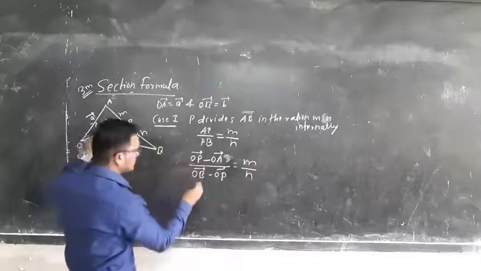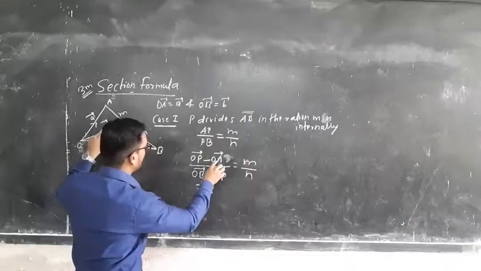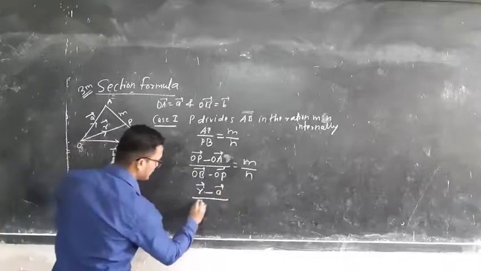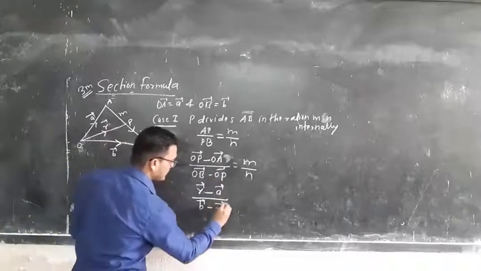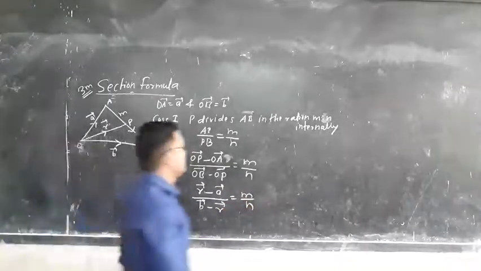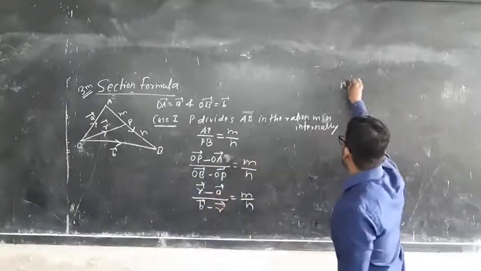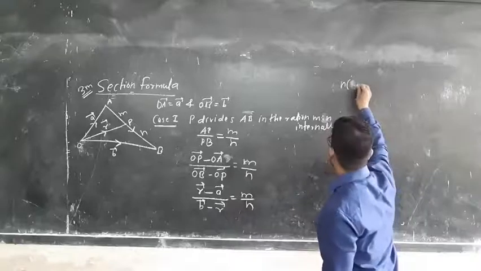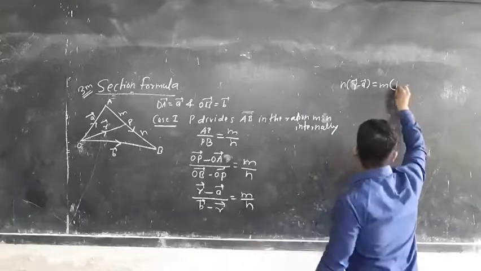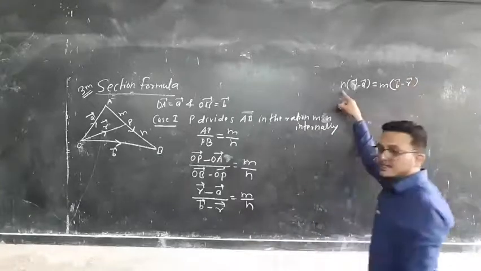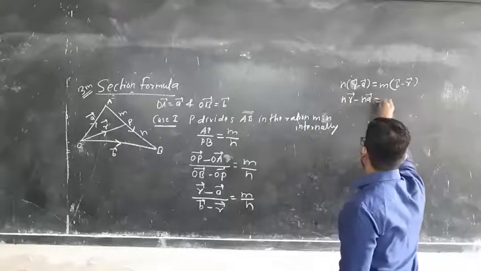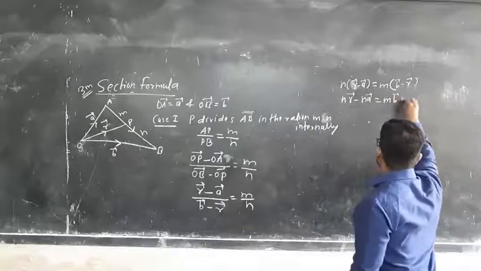Now vector OP is vector R, minus vector OA which is vector A, divided by vector OB which is vector B, minus vector OP which is again vector R, equal to m by n. Now do the cross multiplication. So n into (R minus A) is equal to m into (B minus R). Multiply n inside the bracket: nR minus nA equals mB minus mR.